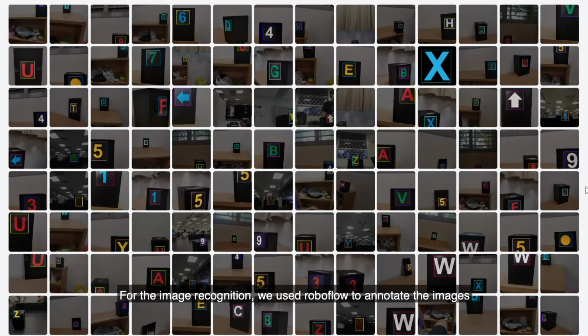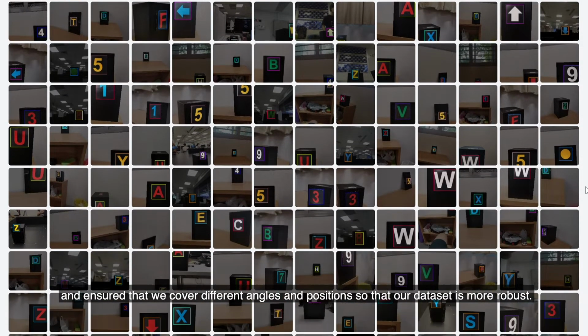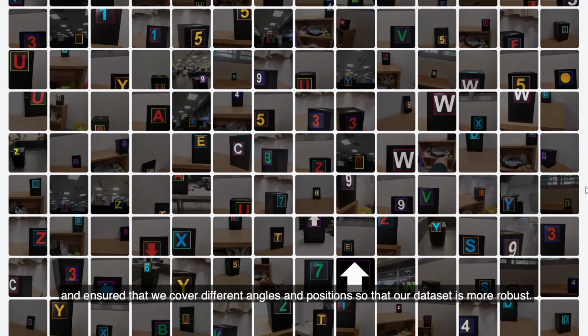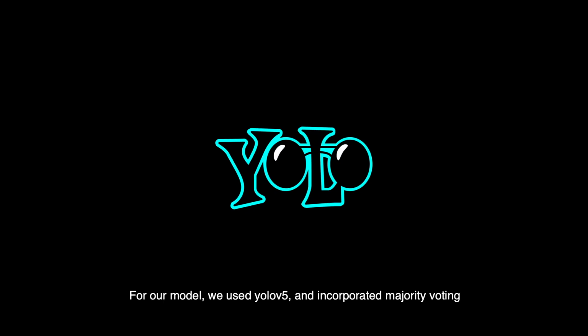For the image recognition, we use RoboFlow to annotate the images and ensure that we covered different angles and positions so that our data set is more robust. For our model, we use YOLO v5 and incorporated majority voting, where an image is predicted several times and the most popular output will be the final one.